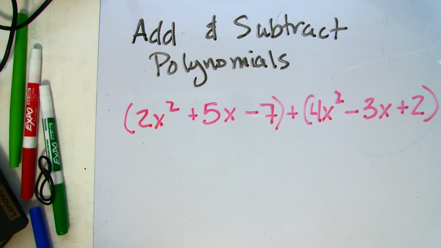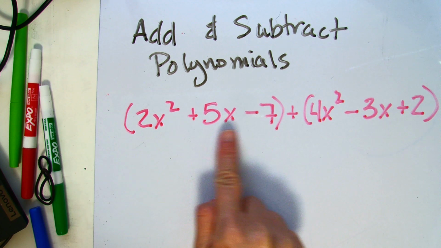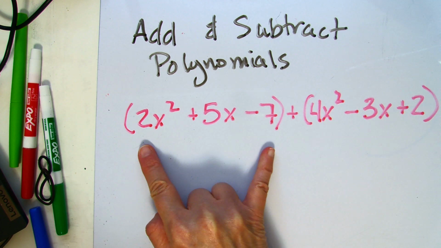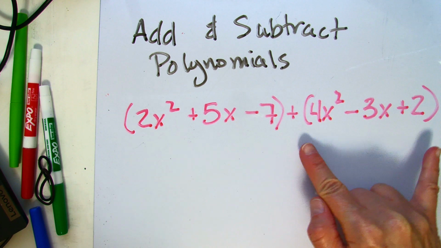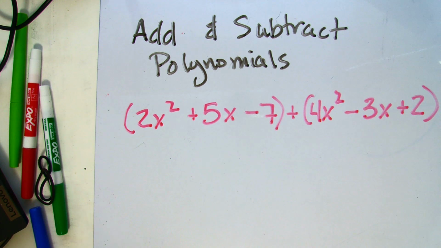In this video, I'm going to show you how to add and subtract polynomials. So in this case, we have two trinomials because we have a polynomial that has three terms. This is a trinomial, and we're going to add it to another trinomial. Now, when we're adding polynomials, we can basically drop the parentheses that are enclosing the polynomials, in this case, trinomials.